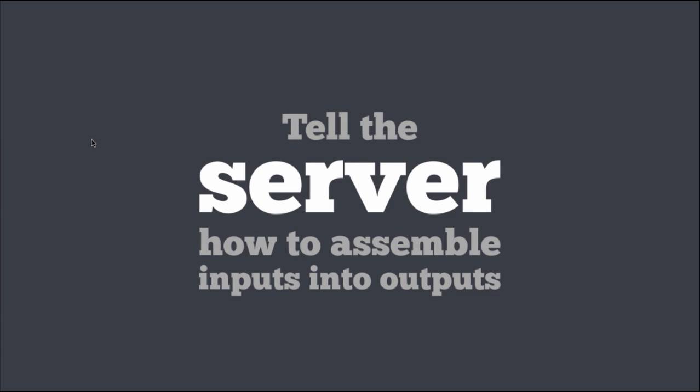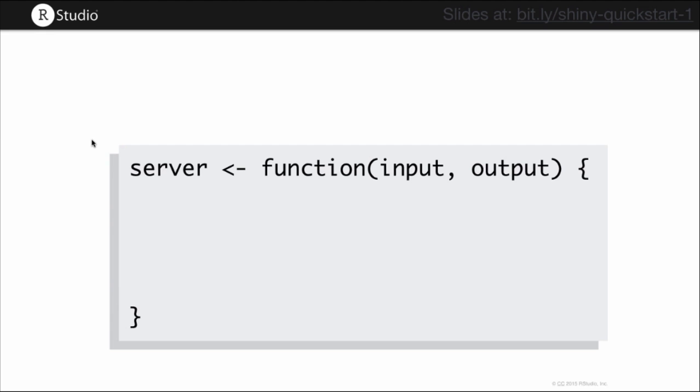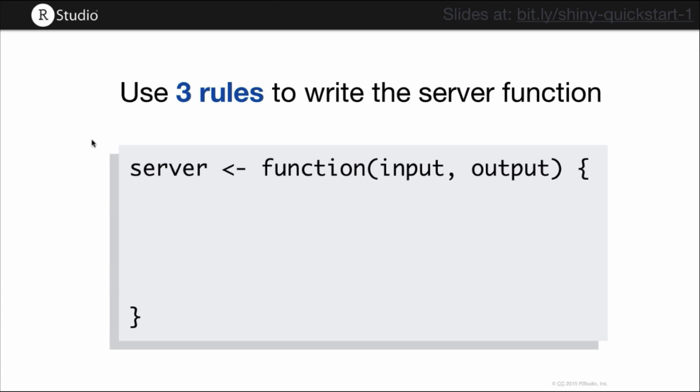The second thing you have to do when you start building Shiny apps is explain to the server how to assemble your inputs into your outputs. This is what the server function looks like in the template. There's nothing in it at the moment. Inside the server function is where we're going to write our instructions for building the outputs that we see. To use the server function, you need to follow 3 rules.